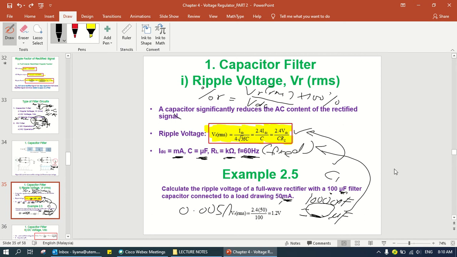So it gives you 100 microfarad C. IDC, how do you know IDC? Because it says load, 50 milliampere. Our load must be DC, we want DC voltage. Then you just make sure the units are micro and milli. Then you use 2.4 IDC over C, and you get 1.2 VRMS. This one is the ripple voltage.